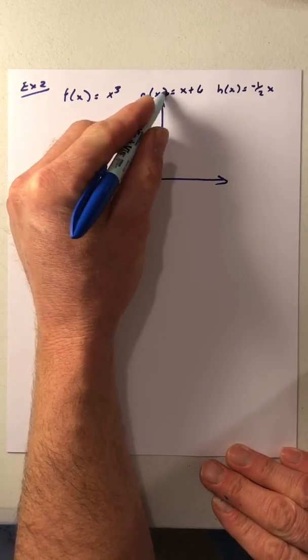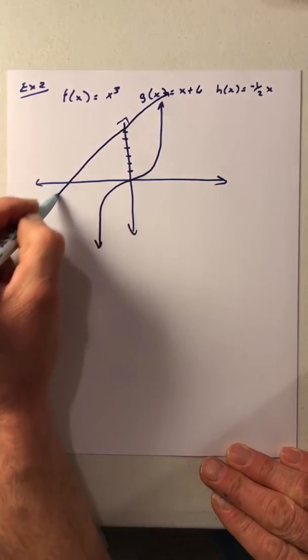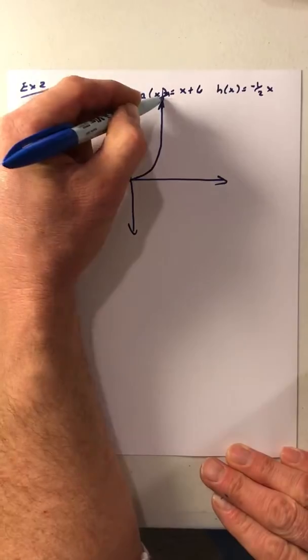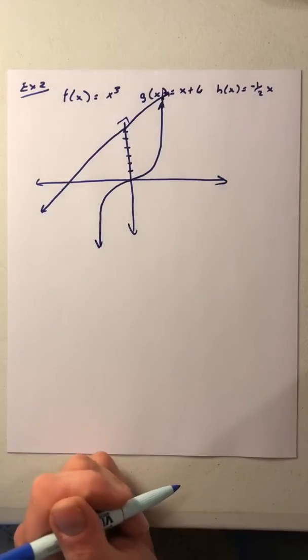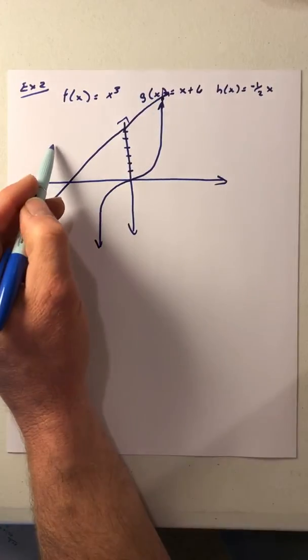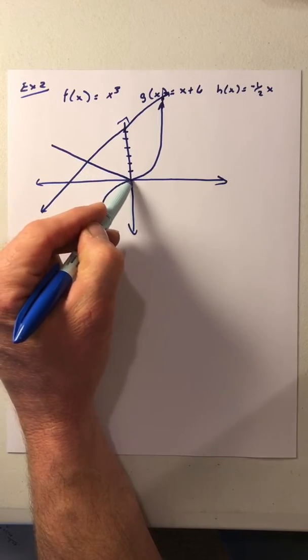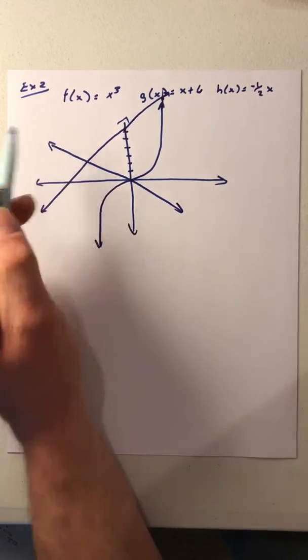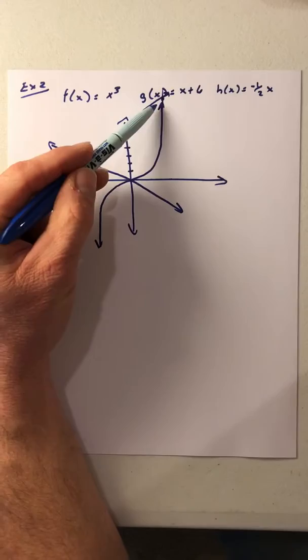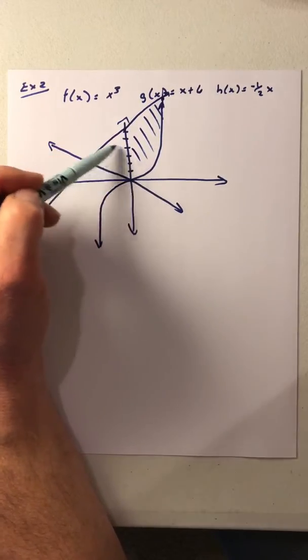And that's going to come up like this. Something like that. These two are going to intersect up there. And we have negative 1/2 x, so that's going to come down like here, like so. So notice this nice region that's created in here.